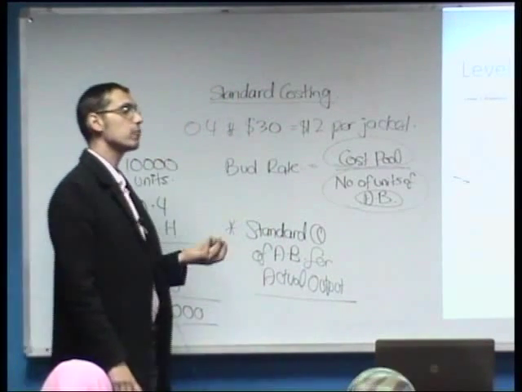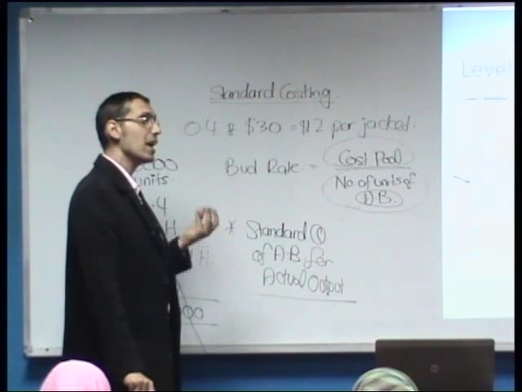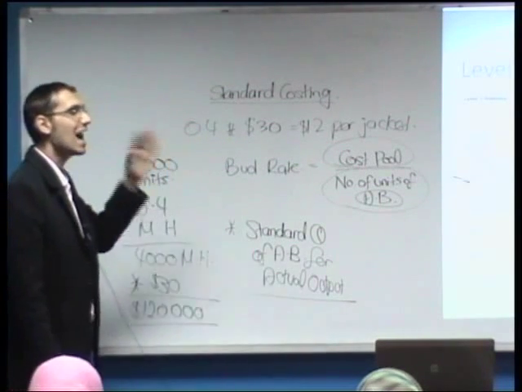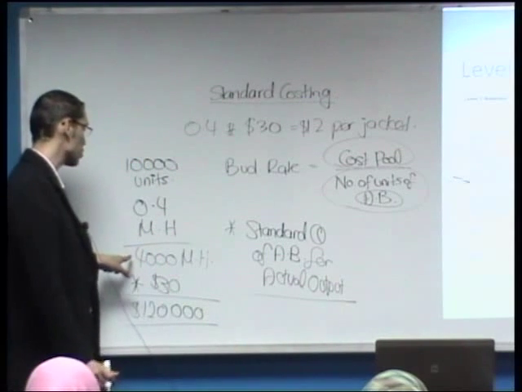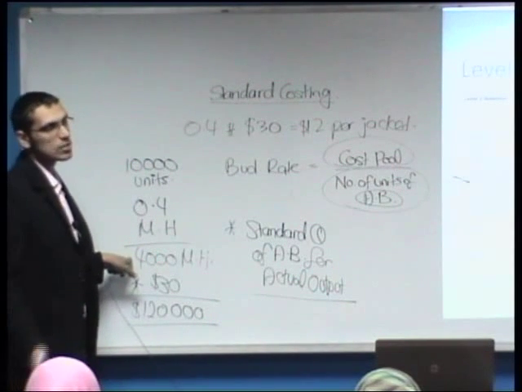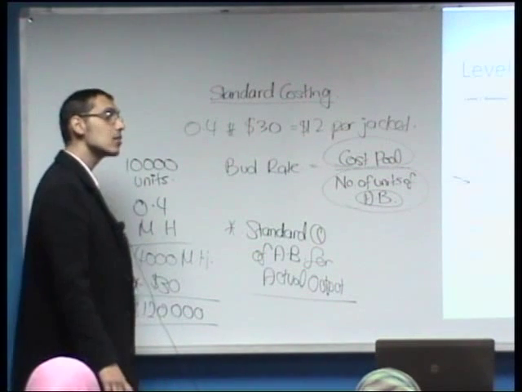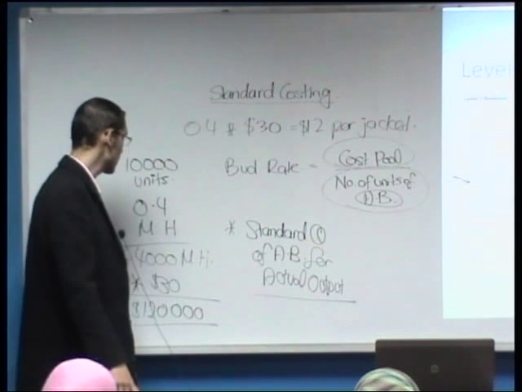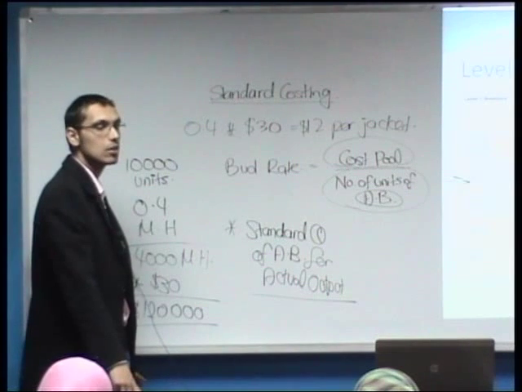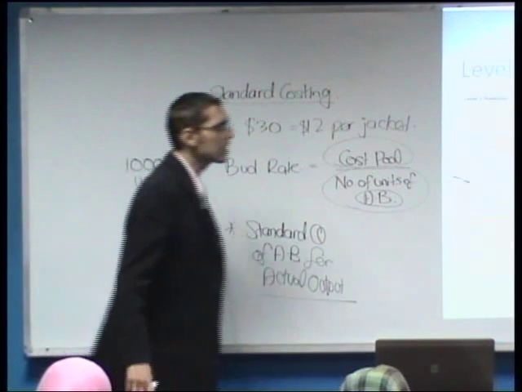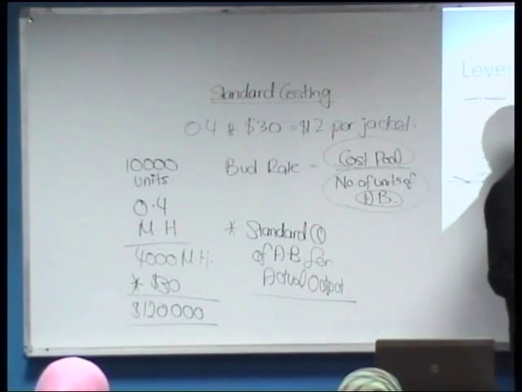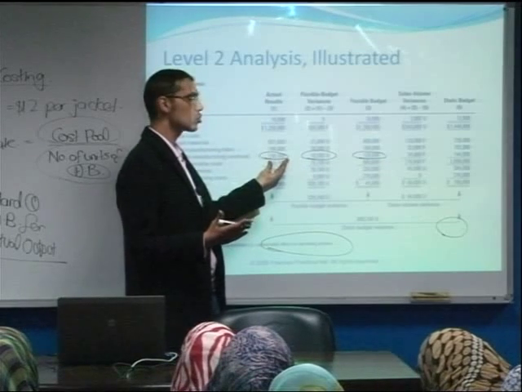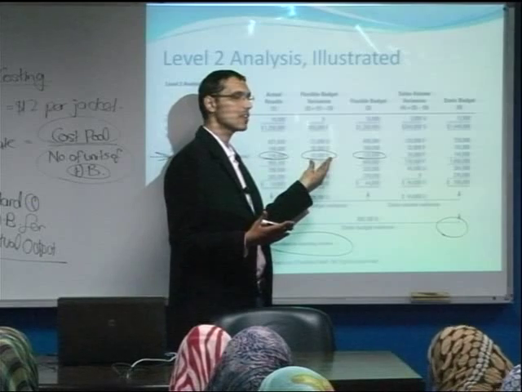$120,000, which is 0.4 machine hours per jacket, multiplied by 10,000 jackets. Therefore, in order to produce the 10,000, we need a standard amount of 4,000 machine hours. Of course, according to our standard also, the cost per machine hour is $30. Therefore, 30 multiplied by 4,000 is the $120,000. Therefore, as we can see here, there is a difference between the 120,000 and the 130,500 actual result by the amount of 10,500 unfavorable.